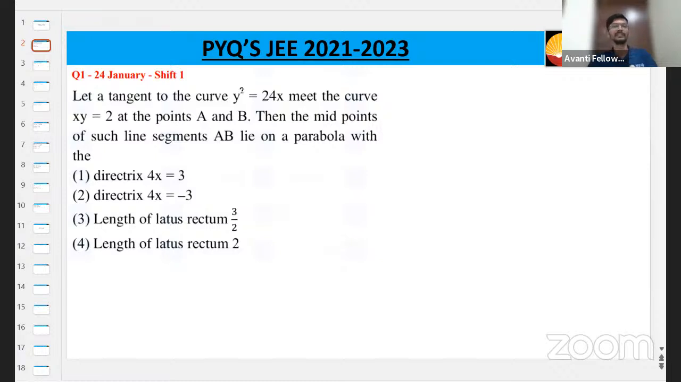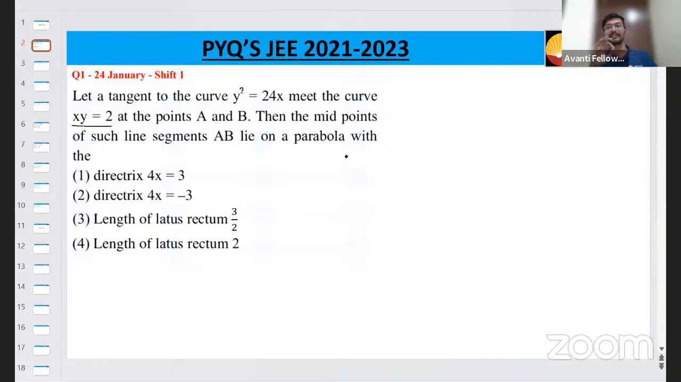So what is the question? That a tangent to the curve. Now the given curve is a parabola. Meet the curve this. This is a hyperbola. Please note at the points A and B. Then the midpoints of such line segments AB lie on the parabola.